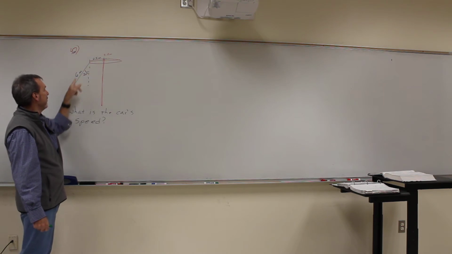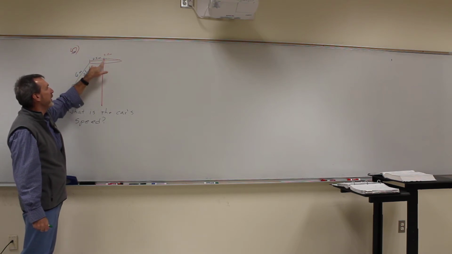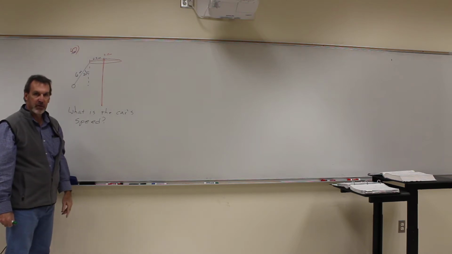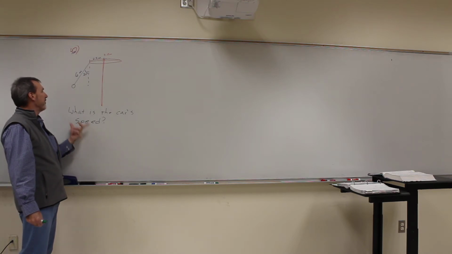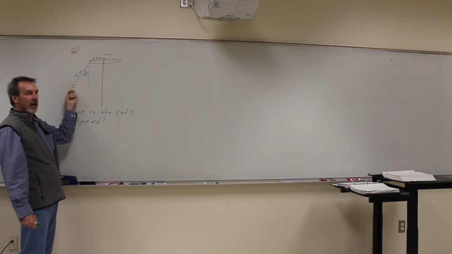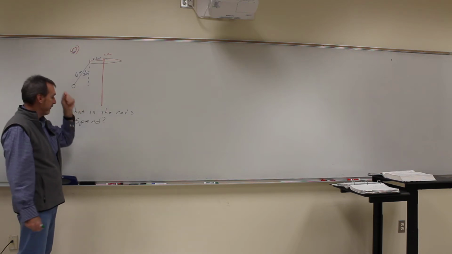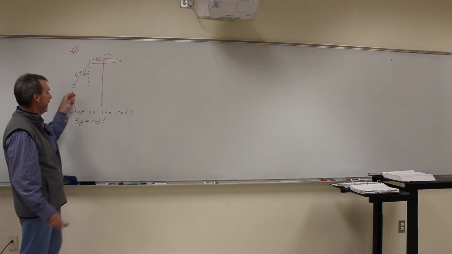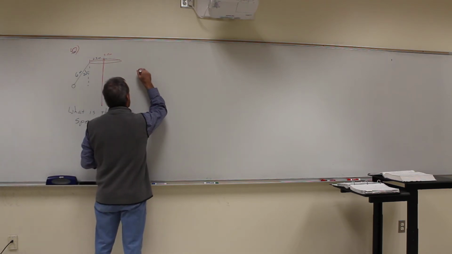We know the length of the chain is 6 meters. We know that the diameter was 5 meters, so the radius of this is 2.5 meters. What we want to do is figure out what is the car's speed as it's going around here. So, we start all of them the same way. We're going to do a free body diagram.